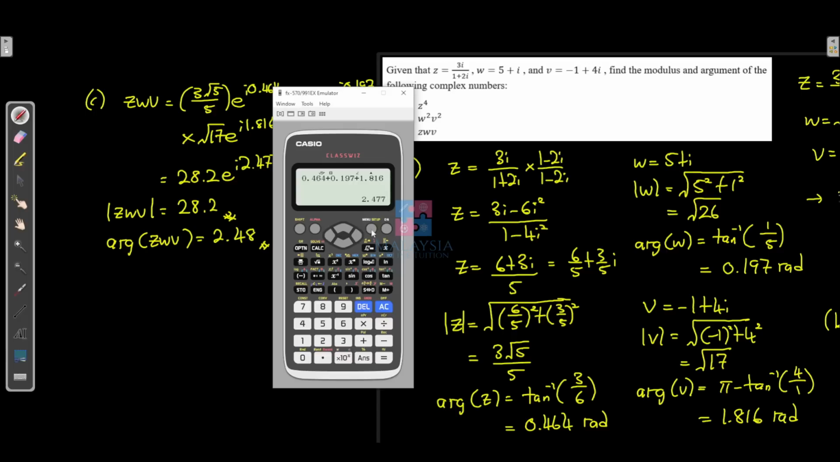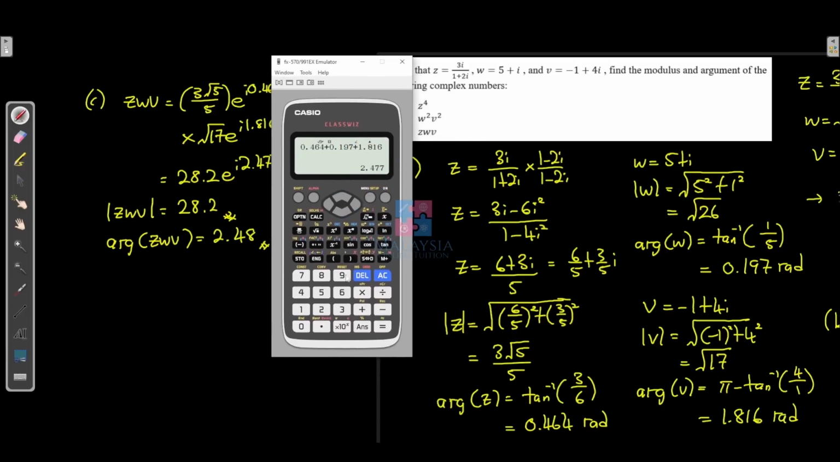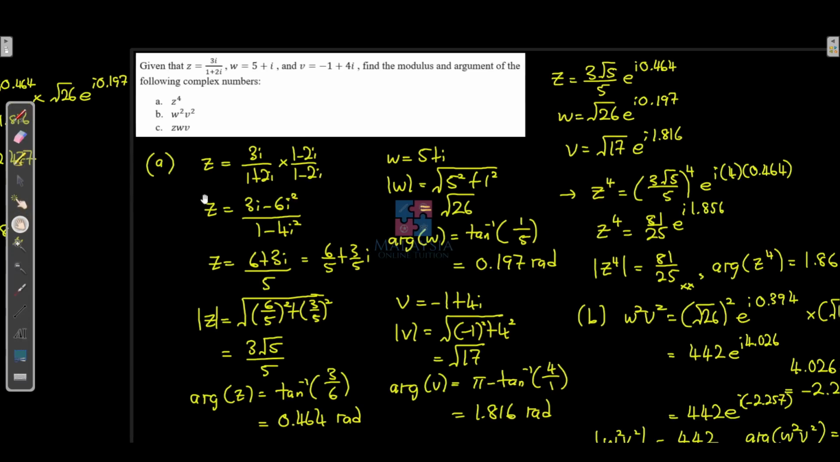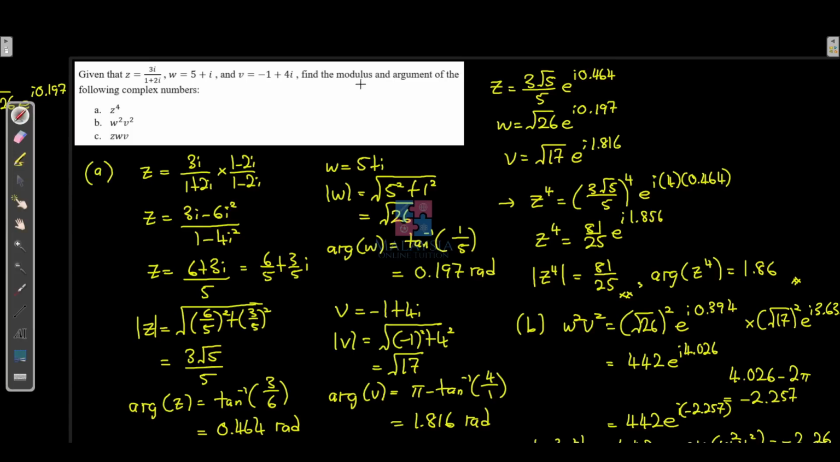Like I said just now, we have to write all of the complex numbers together. So 6 over 5 plus 3 over 5i, and then 5 plus i, and finally negative 1 plus 4i. What do we get? 28.2, as I said just now, and then 2.48 radian for the argument. So this is how you solve complex number questions where they ask you to find the modulus and argument of something like this. So that's all for question number 4.